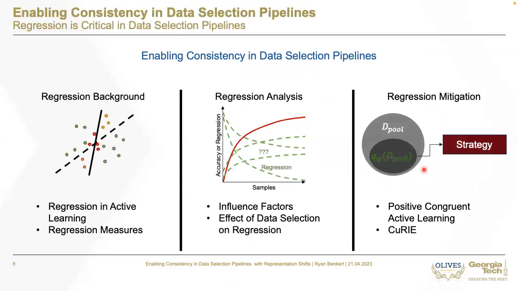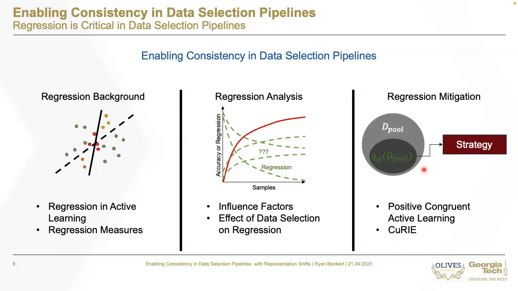I want to partition this entire presentation into three different parts. The first one is going to be looking at the background of regression. So we're going to be looking at data selection pipelines, particularly active learning. We're going to be looking at where regression happens within an active learning pipeline. And then we're also going to be talking about how we can even measure regression. So how can we quantify this performance deterioration over updates?